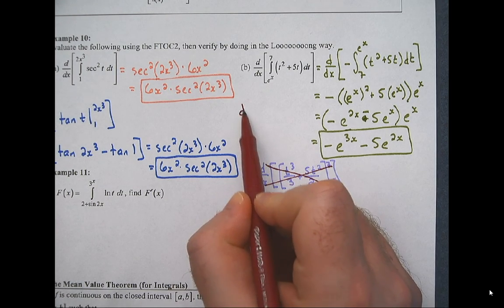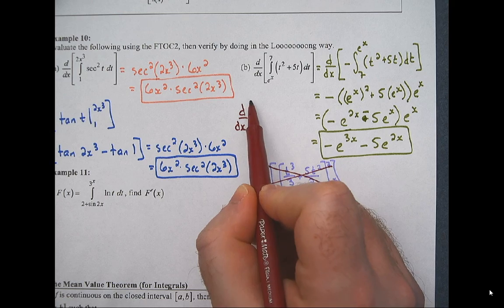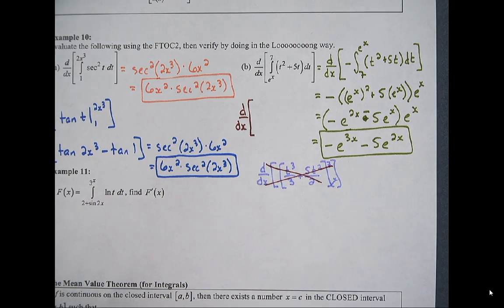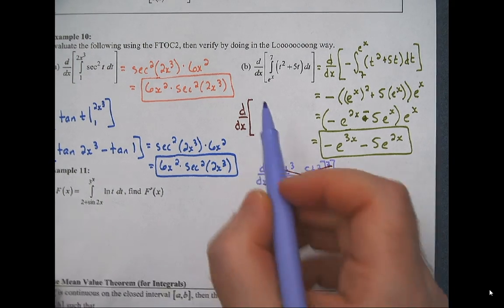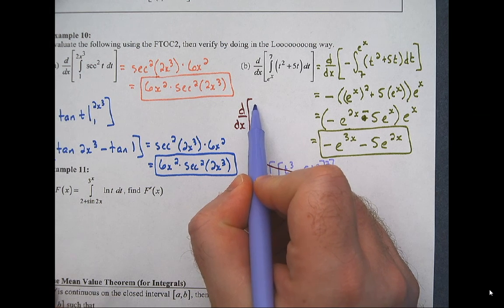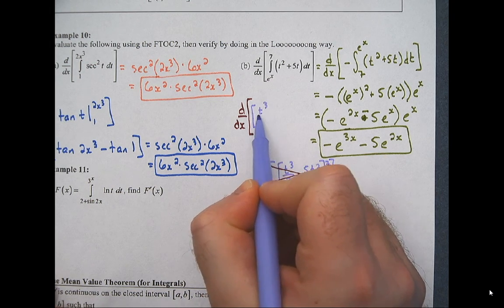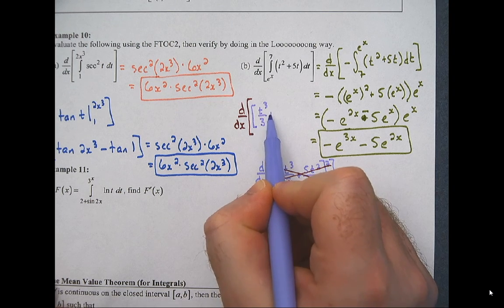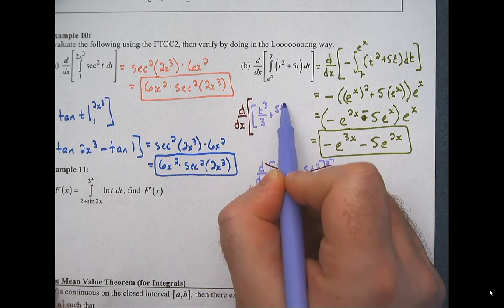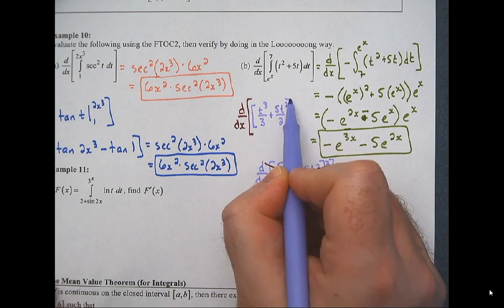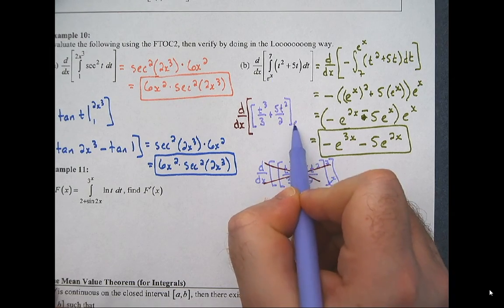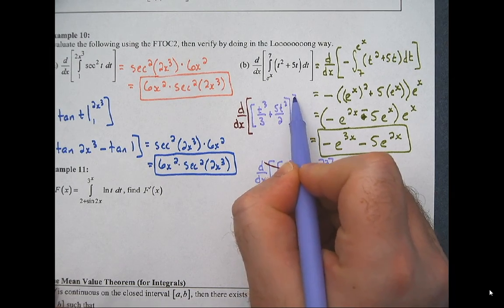Okay, so this would be d dx of the integral, which would be t cubed over 3 plus 5t squared over 2 from e to the x until 7.